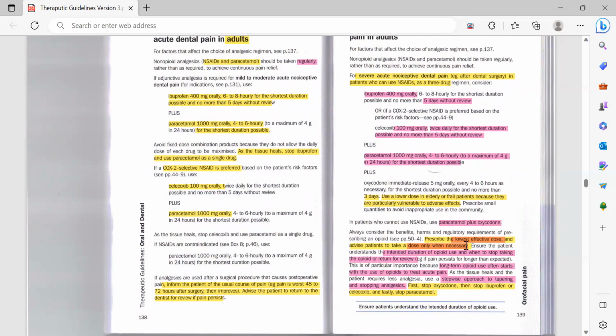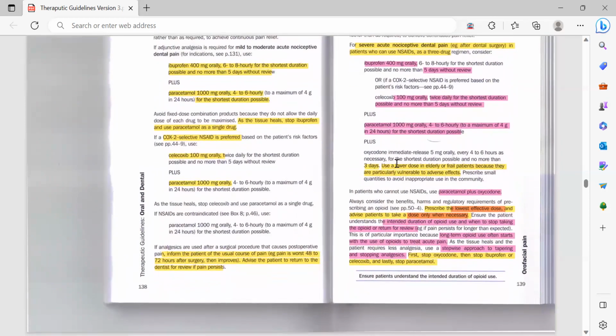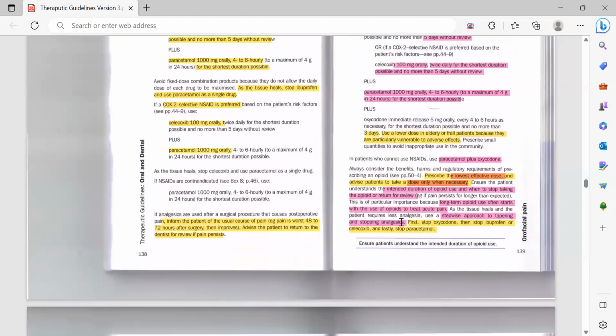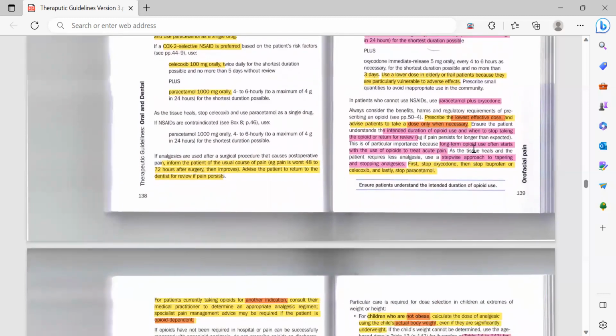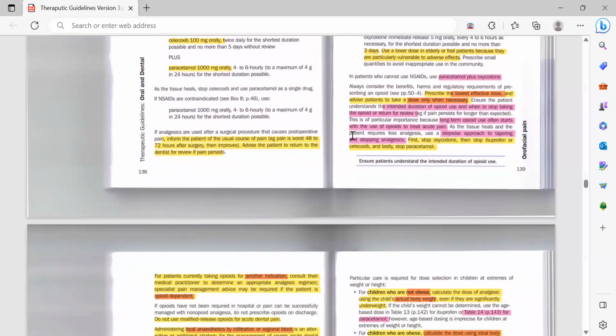You do not need to take it regularly, because we are trying to avoid the use of oxycodone or opiates as much as we can, and ensure the patient understands the intended duration of opioid use and when to stop taking the opioid or return for review, which is 3 days. If pain persists for longer than expected, this is of particular importance, because long term opioid use often starts with the use of opioid to treat acute pain.